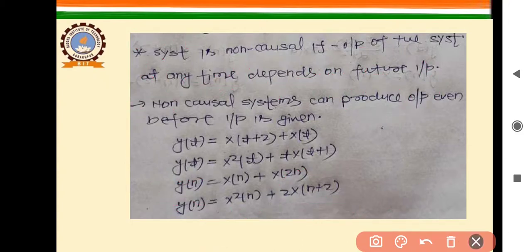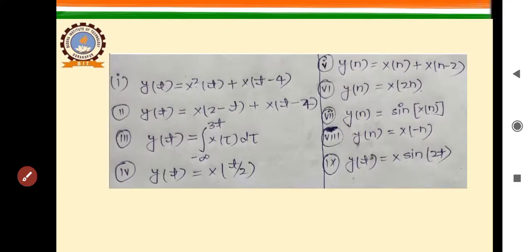As the first example, y of t is equal to x square t plus x of t minus 4. Here we will take all the possible values of t for which we can clarify whether the output is dependent on the previous value of the input, or the present value of the input, or the past value of the input.